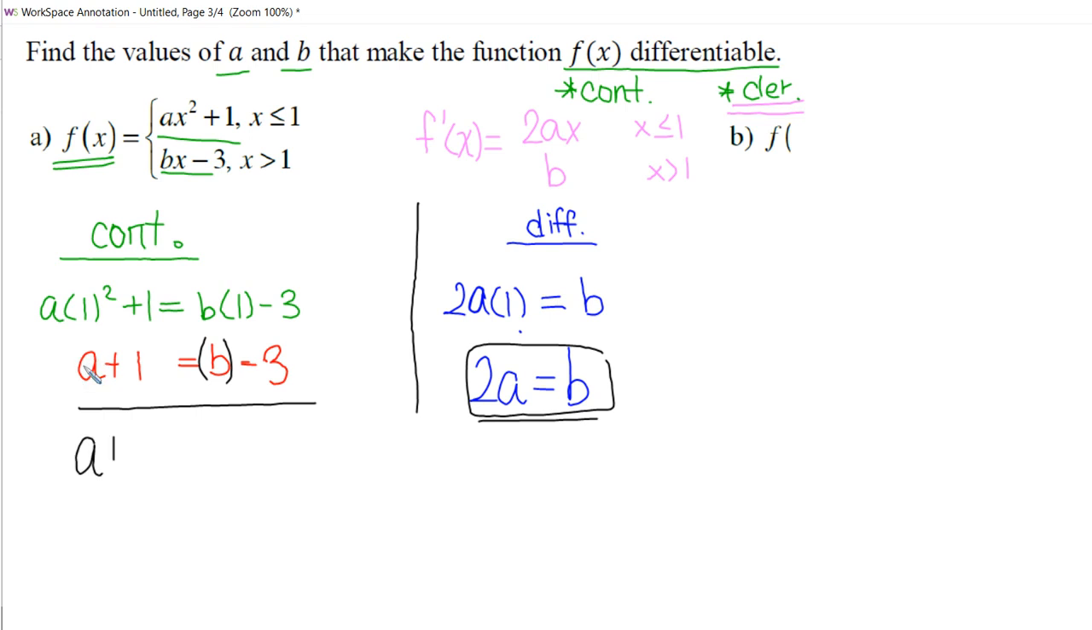So we now have a plus 1 equal 2a minus 3. And we're going to solve for a. So a equals 4. And once we got here, we got one of the answers because we're supposed to find a and b. And to find b, we're just going to plug the a back into this one. And that's going to give us b equals 8.